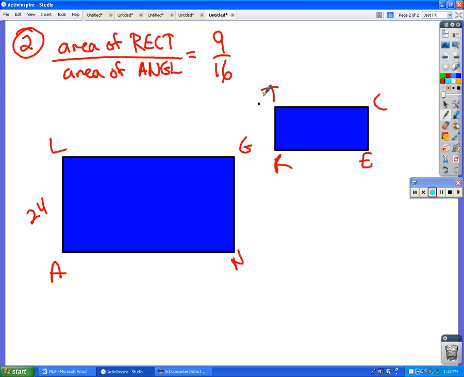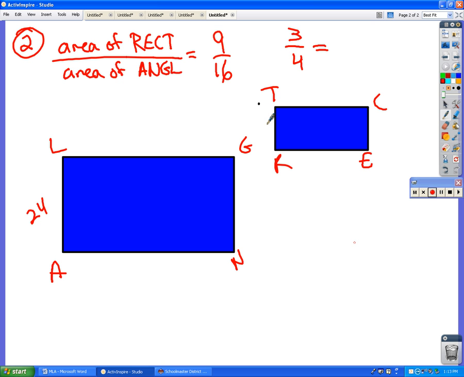Okay, so since they gave us the ratio of the areas this time, like Anthony said, to figure out the ratio of the sides, we have to go backwards, so we have to square root. So what's the square root of 9? 3. And what's the square root of 16? Okay, so that means the ratio of the sides of the two rectangles is 3 to 4.